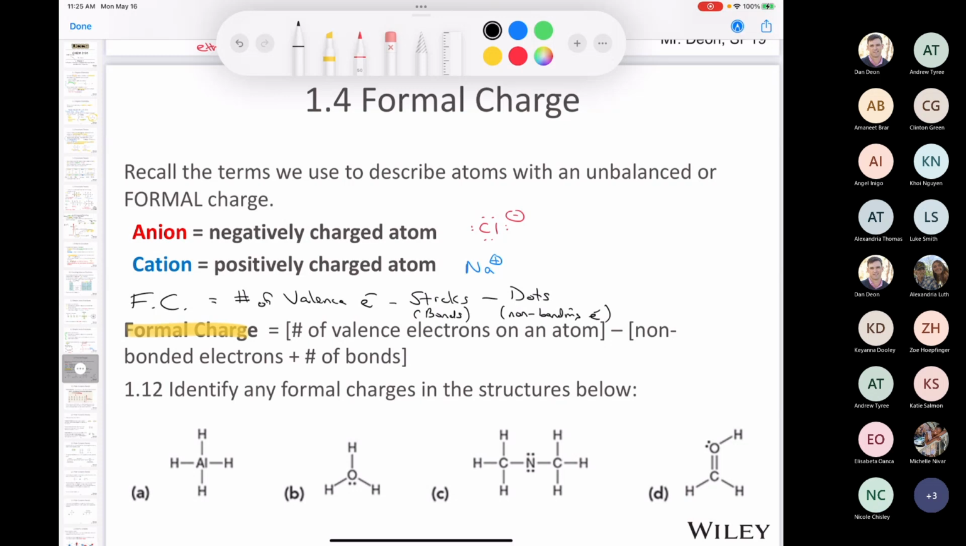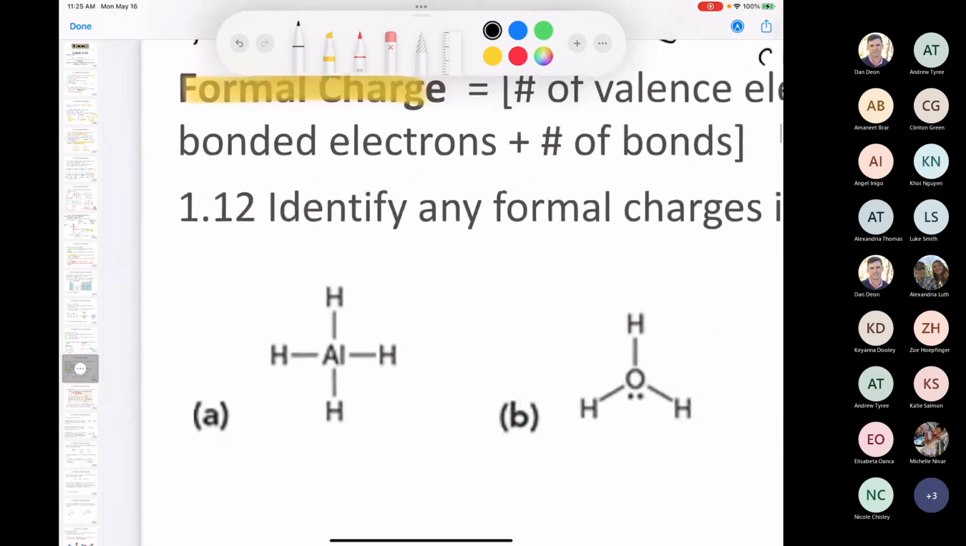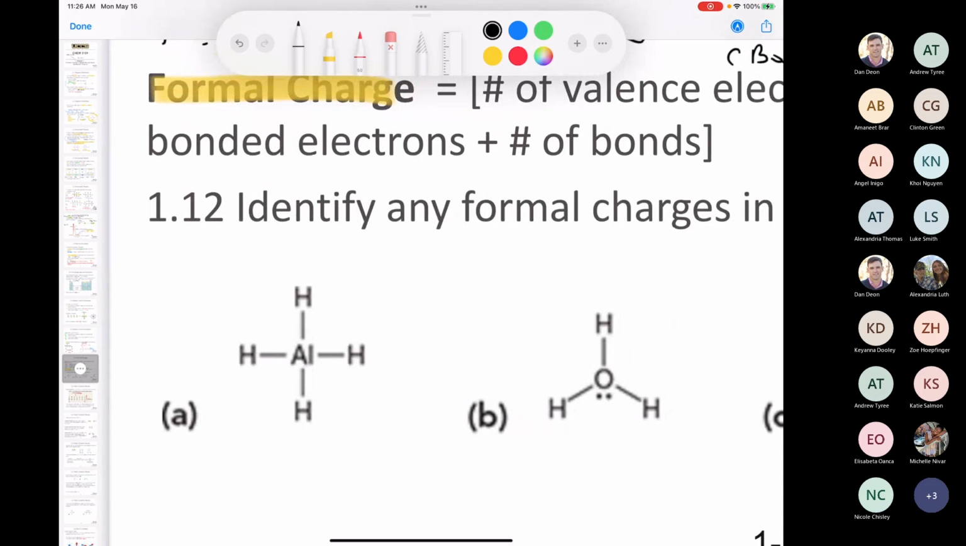If you're just sitting there wondering what I mean by sticks and dots, let me show you very quickly. Let's say we have AlH4. What is the charge on the aluminum? Could anybody tell me? And I recommend that you have a periodic table with you when you're studying organic chemistry. Could anybody tell me how many valence electrons aluminum has? Not a trick, just take a look at the group number. If you go back a couple of slides, yeah, thanks, Angel. Absolutely, it's 3 because aluminum is in group 3A.